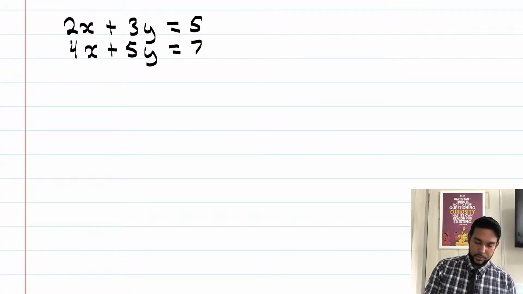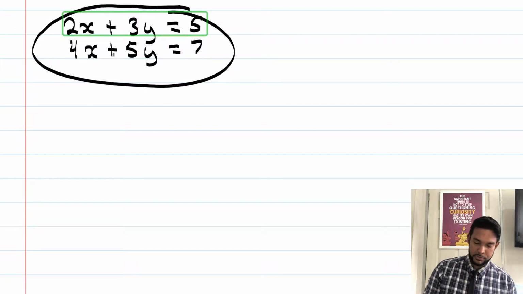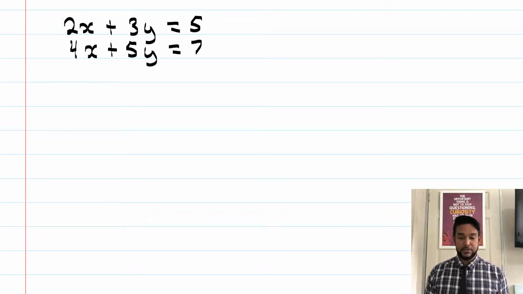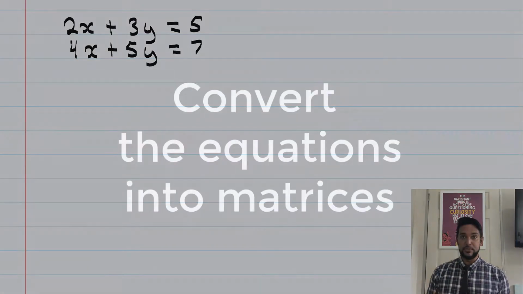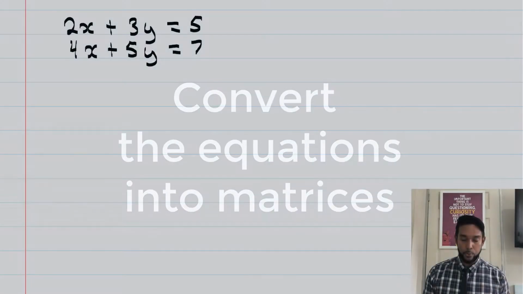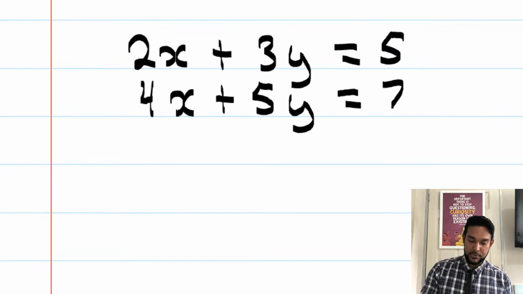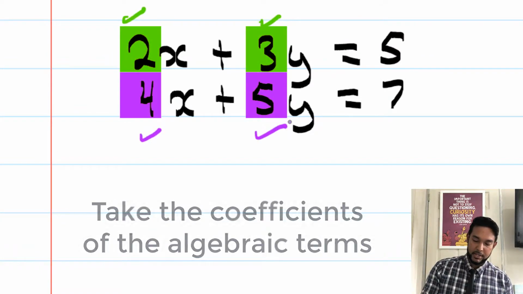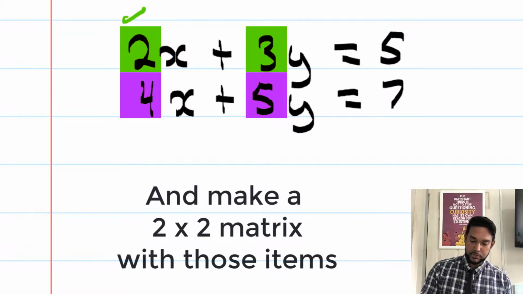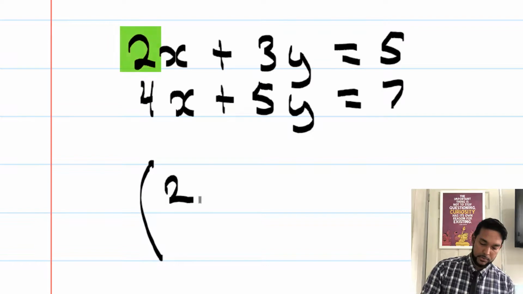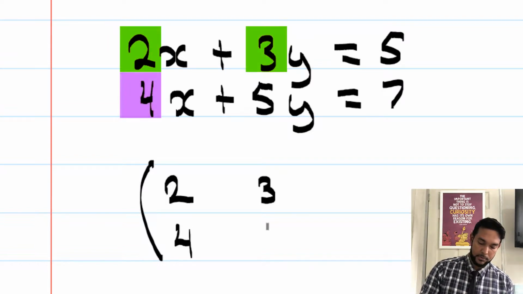So we have a pair of equations here, which is 2x plus 3y is equal to 5 and 4x plus 5y is equal to 7. The first thing to do when we are using matrices to solve simultaneous equations is to convert from equations to matrix form. It's actually a very simple process, and all we're going to be doing is taking the coefficients of algebraic terms and making a 2 by 2 matrix with those elements. So that's going to look like this: 2, 3, 4, 5.